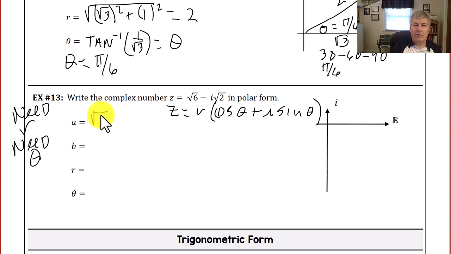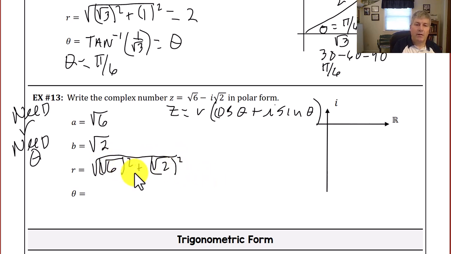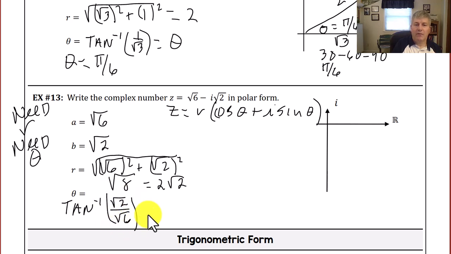So our a value is the square root of 6. Our b value is the square root of 2. Our r is the square root of the square root of 6 squared plus the square root of 2 squared. So r is equal to the square root of 8, which is 2 square root of 2. Our theta, well, arctangent of the square root of 2 over the square root of 6 equals theta.